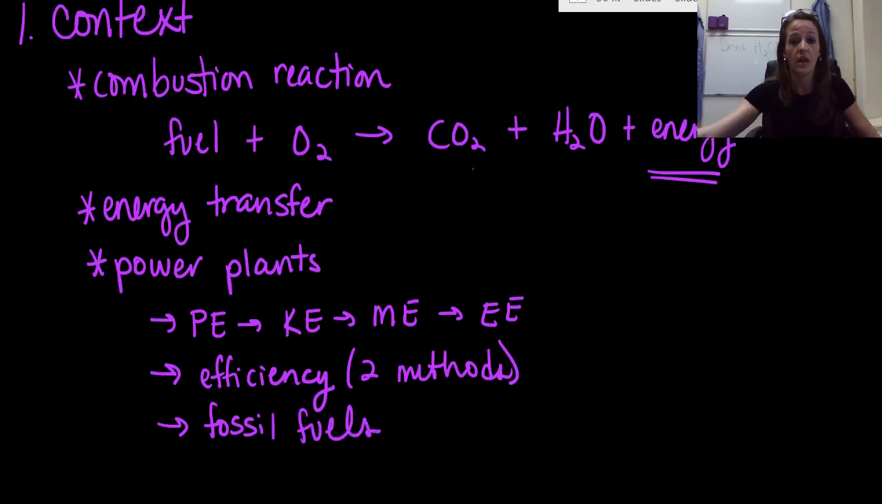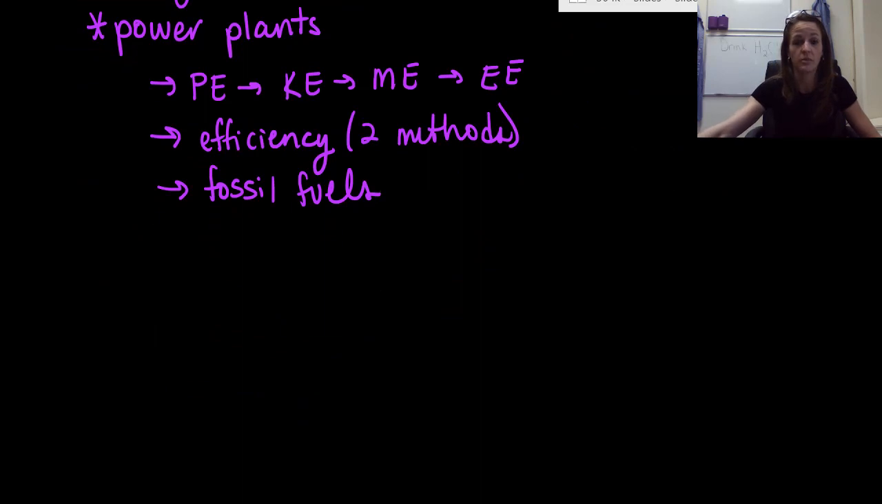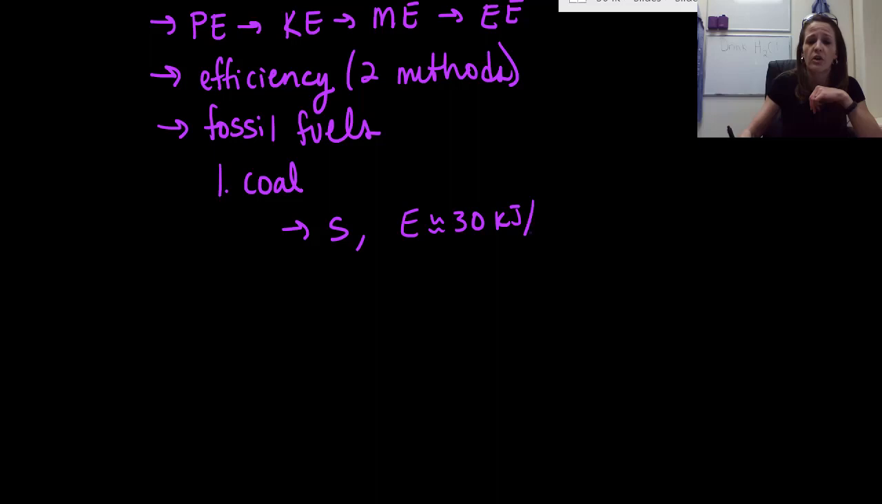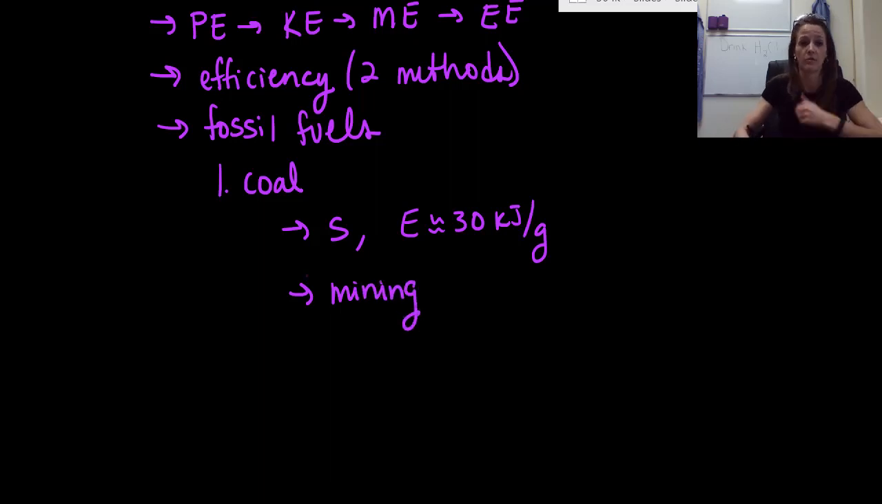Now, we learned a lot about fossil fuels, so we need to be super careful with this and make sure we can divide it all out. So let's just break it down one by one. The first one is our coal. What we know about coal is that this is our fossil fuel that's in the solid state, and it releases about 30 kilojoules of energy per gram that is burned. The primary thing that we talked about with coal was mining and the different types of mining disasters, because that's the biggest harm for coal.